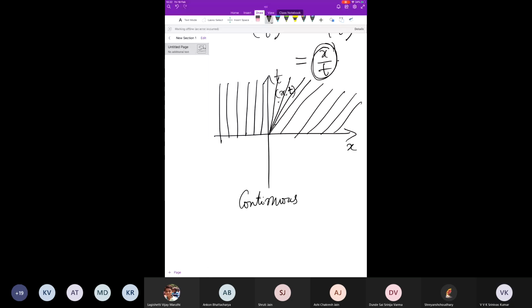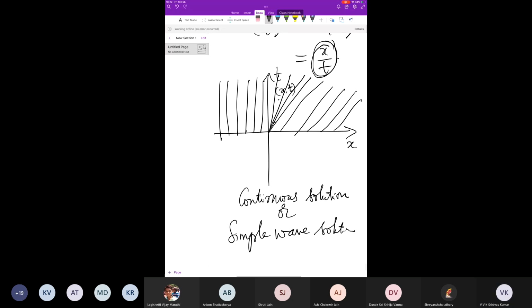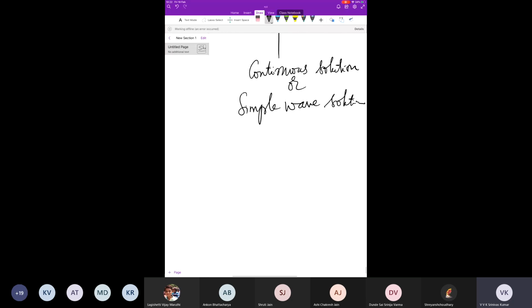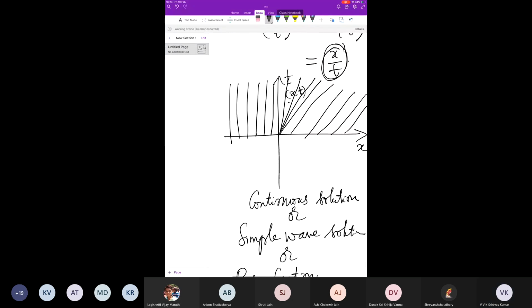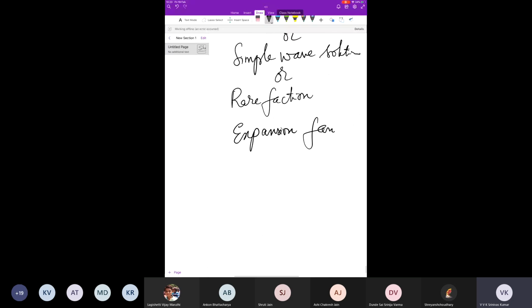Continuous solution, and these are also called simple wave solutions or rarefaction expansion fans. This is like a fan solution, right? This is like a fan solution. Expansion fan.